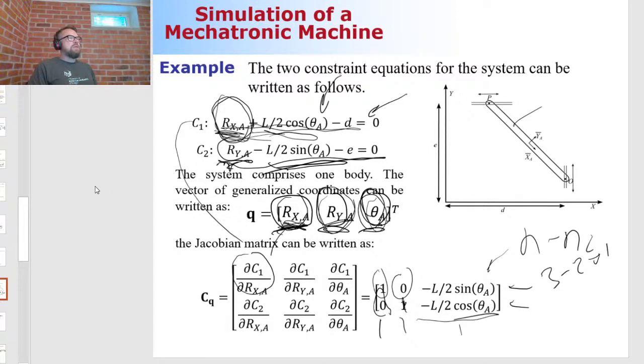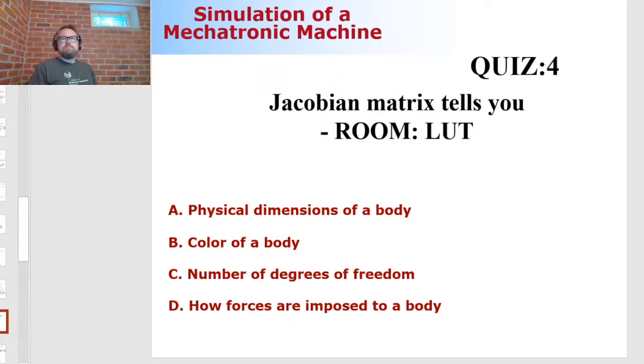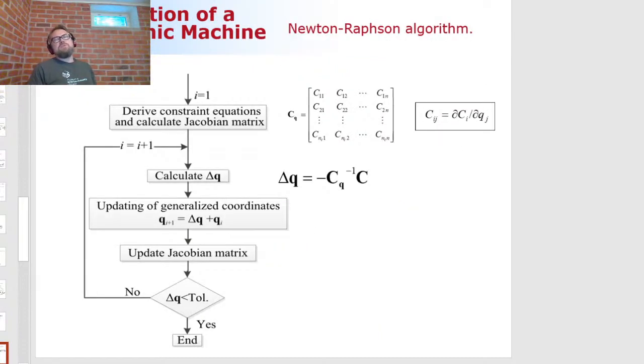Okay, now is the moment of truth. I'm asking this: the Jacobian matrix tells you what? Then actually what I'm going to do is show you this a little bit shortly, about this iterative nature.